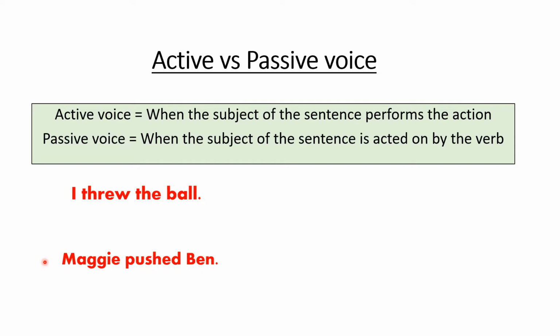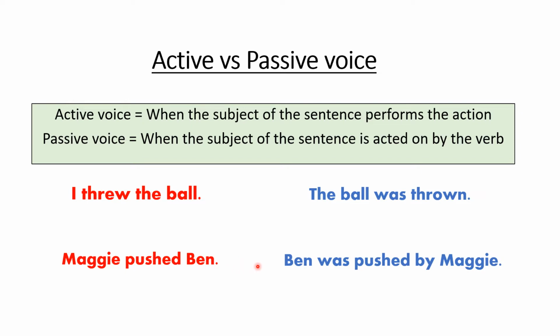Now passive voice, which is less common and therefore more interesting to comment upon if it is being used, is when the action mentioned in a sentence is done to the subject. So if we look at the two examples below, if I was to change I threw the ball into passive voice, it would become the ball was thrown, or the ball was thrown by me. In our second sentence, Maggie pushed Ben, that would become Ben was pushed by Maggie. So now we have Ben as our subject and the action is happening to him rather than Maggie being the subject like in the active voice example.